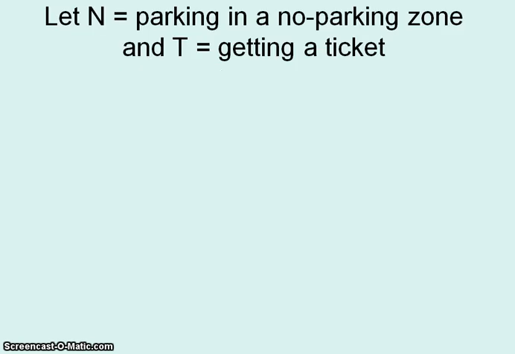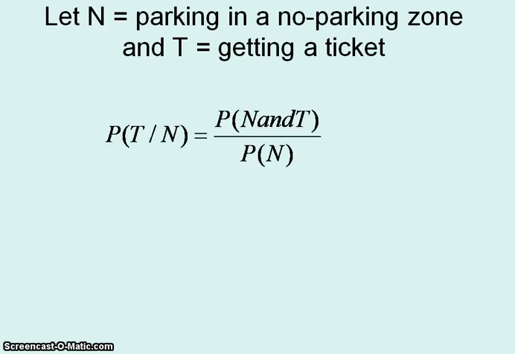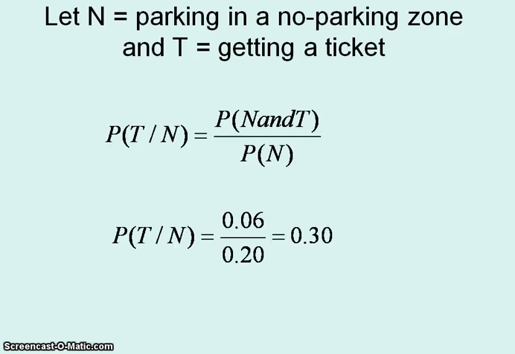But if you want to go ahead and use the formula, the probability that he will park in a non-parking zone and get a ticket is 0.06. The probability that he will park in a non-parking zone is 0.20. So the probability he will get a ticket, given that we know he's in a non-parking zone, is 0.30, 3 times out of 10.